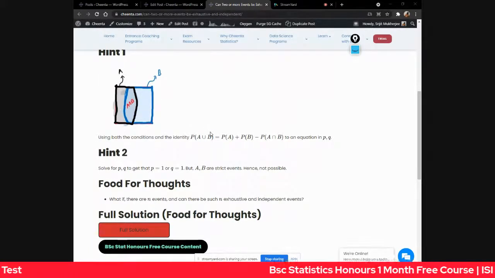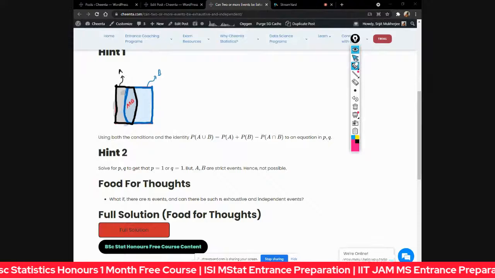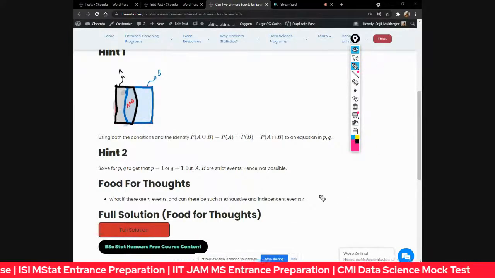Okay, coming back to the problem. What if there are n events? We want to see, is it possible for the n events to have the same idea?